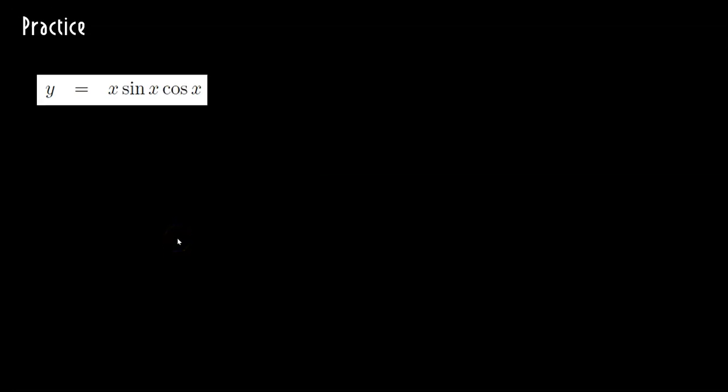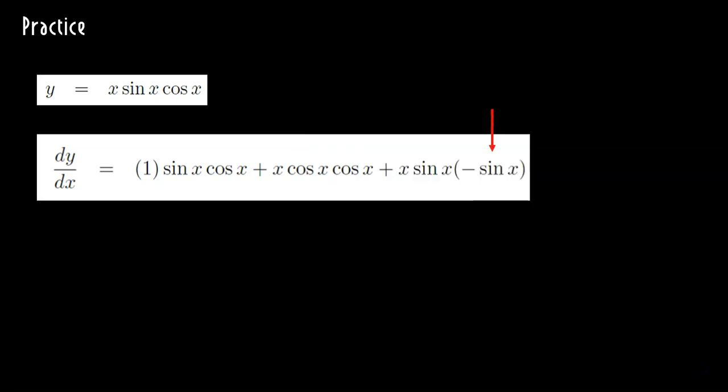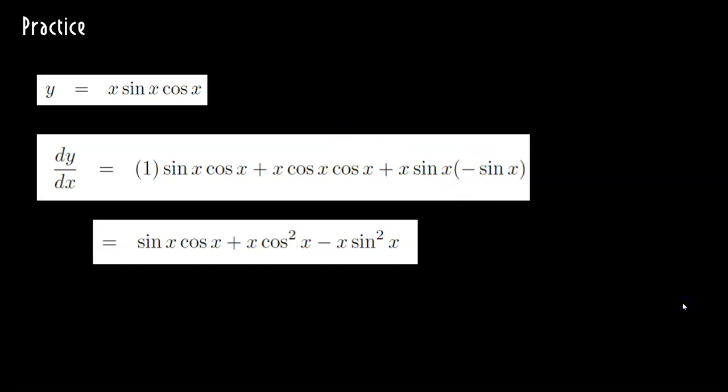Here's one where we've got three functions. We've got an x, sine x, and a cosine x. First I deal with the x, then I deal with the sine in the middle, and then I deal with the cosine at the end. Rewriting this a little bit because I don't like cosine times sine times sine, I don't like the negative in there. I can take the time to clean it up for one step.